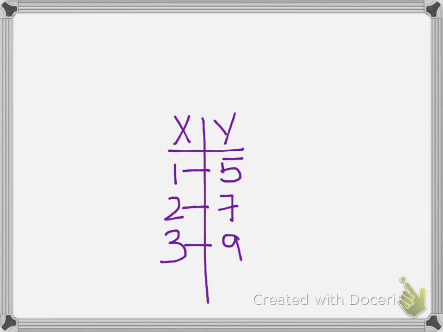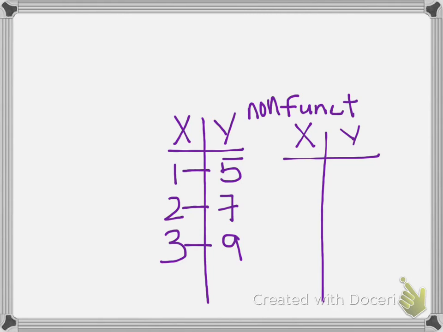So what exactly would a non-function look like? Well, a non-function, or a line or a set of data that was not a function, I call it a non-function. I don't even know if a non-function is a word, but it's not a function, right? What would not a function look like? Well, a function that is not a function would look like this. 1, 5, 2, 7, 3, 9, and 1, negative 5.